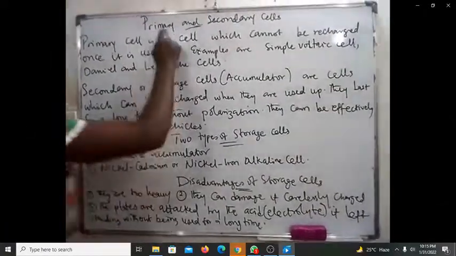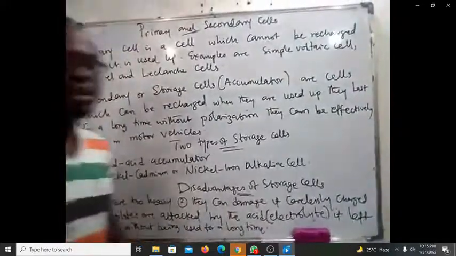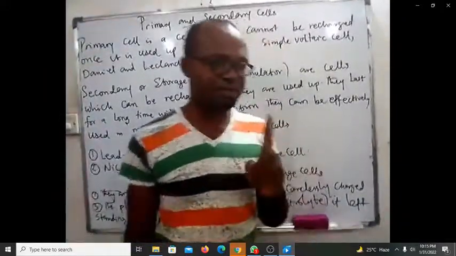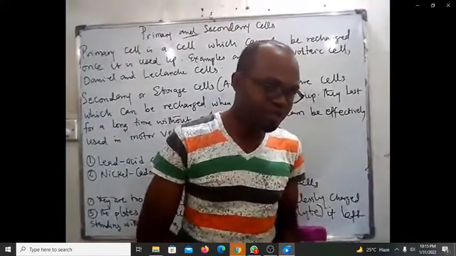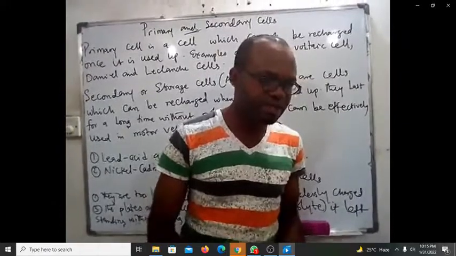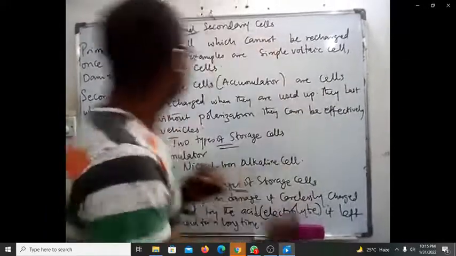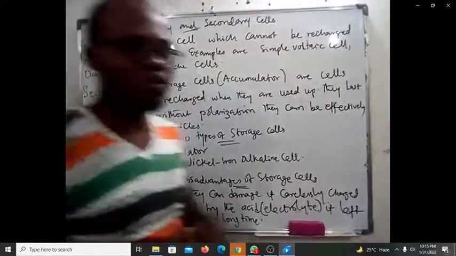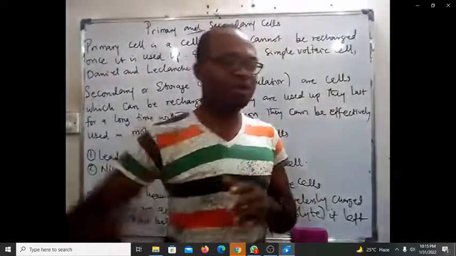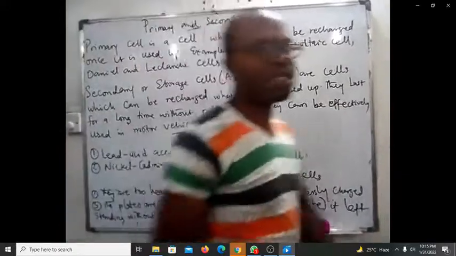Yes, we are going to be looking at primary and secondary cells. In the last class, we learned about the primary cells. What are the examples of primary cells? Simple voltaic cell, Daniel cell, and Leclanche cell. Three of them are primary cells. Why are they primary cells? Because they are cells that cannot be recharged once they are used up. Once you use up a primary cell, you cannot recharge them. You understand? So examples are simple voltaic cell, Daniel, and Leclanche cells.